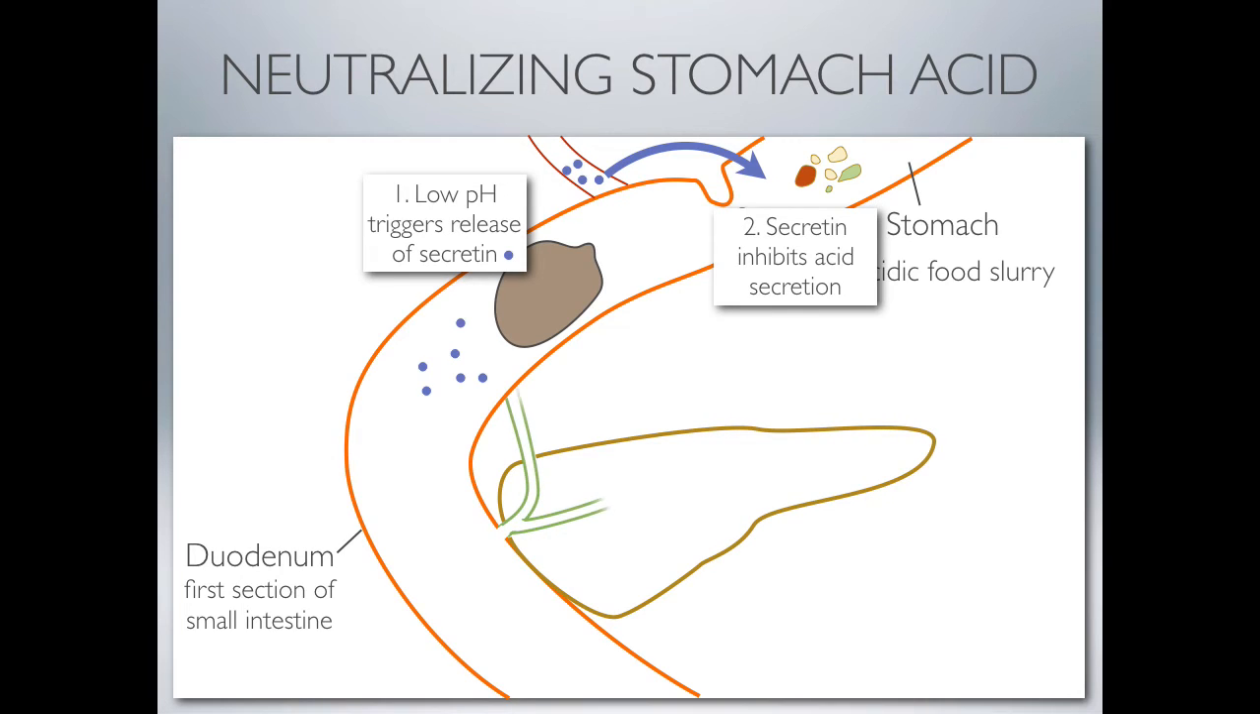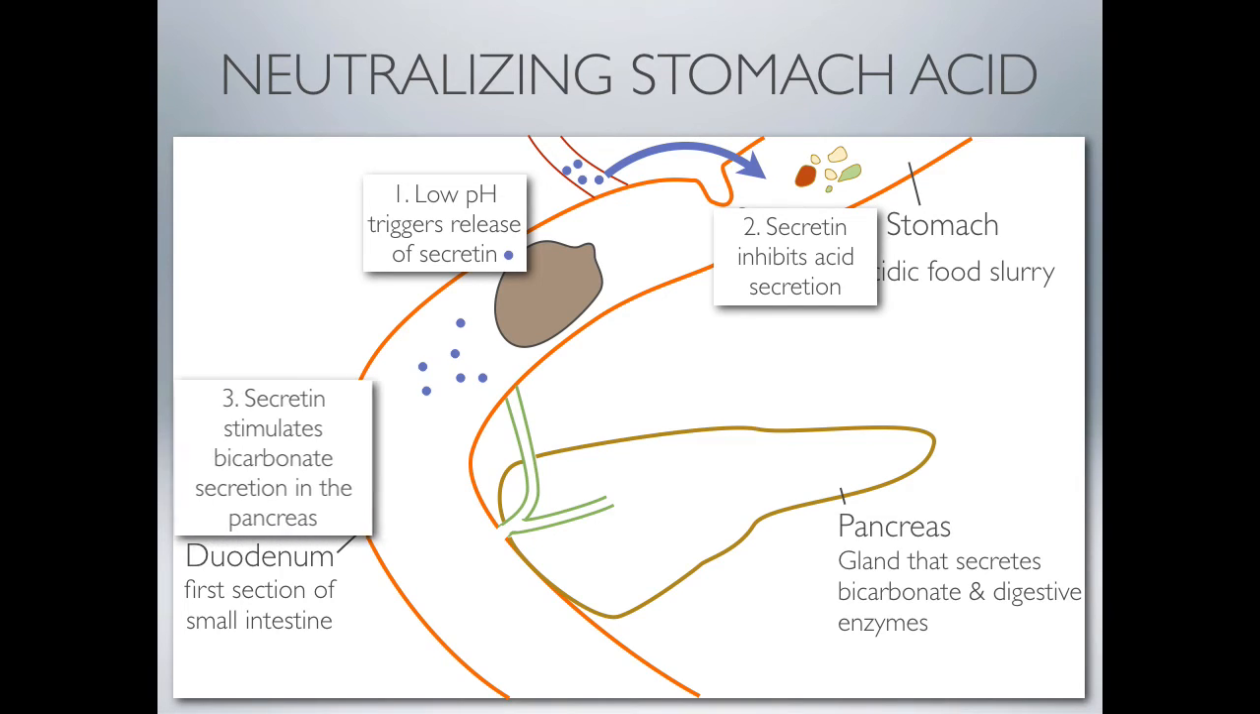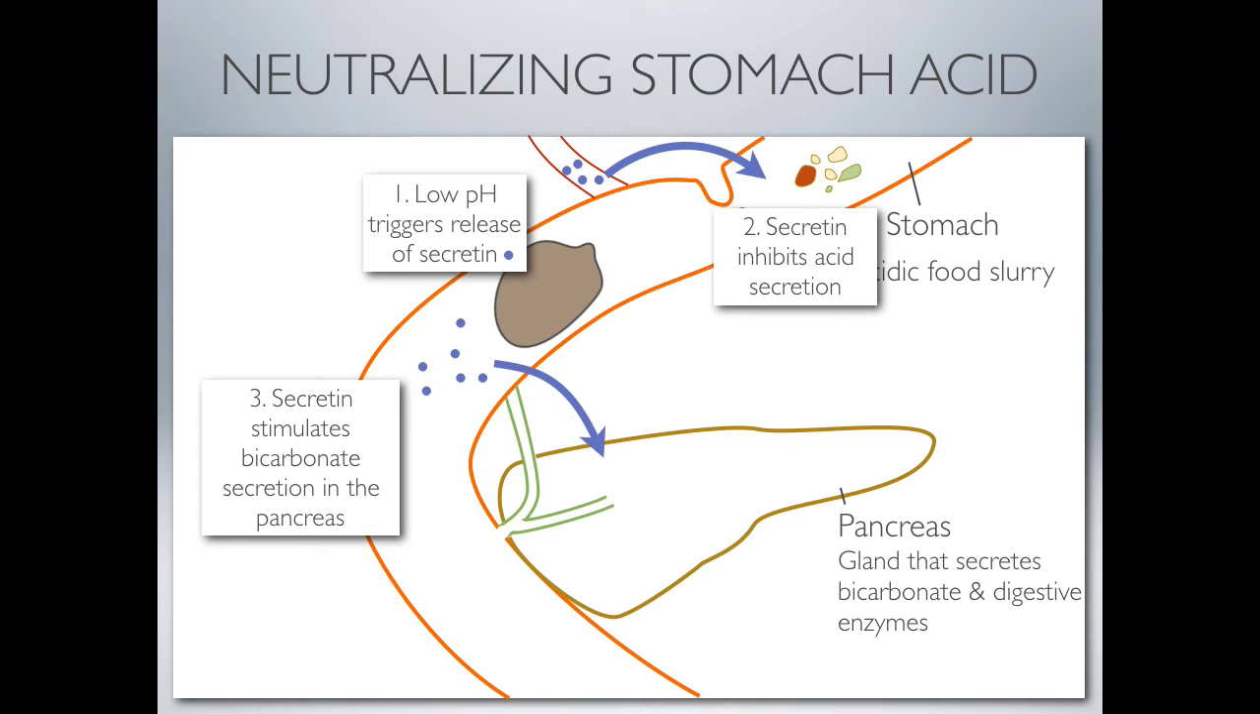Okay, another big organ here is the pancreas. The pancreas is a gland that secretes bicarbonate and digestive enzymes. It also plays a big role in regulating energy balance, which we'll talk about later. And so secretin also acts on the pancreas. In particular, it's the pancreas that's responsible for neutralizing that low pH of the chyme. It does that by secreting bicarbonate, and it releases that bicarbonate into the small intestine.